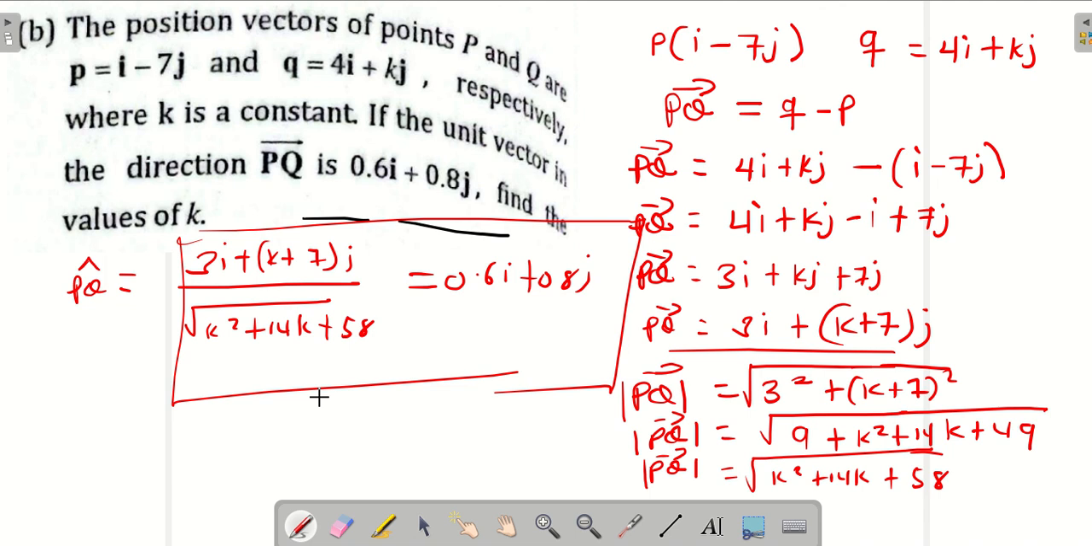Don't go, we are not done. This part is your assignment. When you get to this side, you split this and you see 3 over the denominator, then this one over the denominator. Then the whole of this one becomes i, and the whole of this one becomes j. Then you equate the corresponding results. You see, it becomes 3 over root of k squared plus 14k plus 58, then k plus 7. Then you equate this one to this one, and this one to this one. You have gotten the answer. I think the answer is correct.